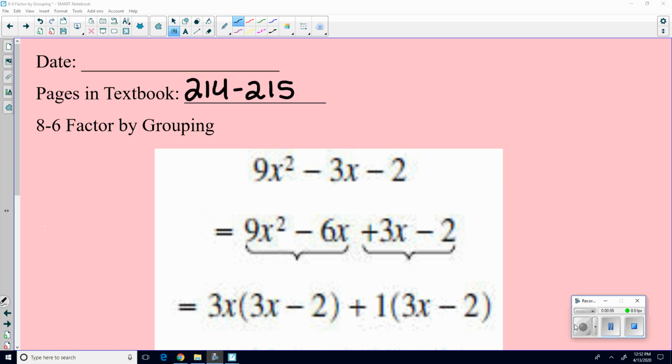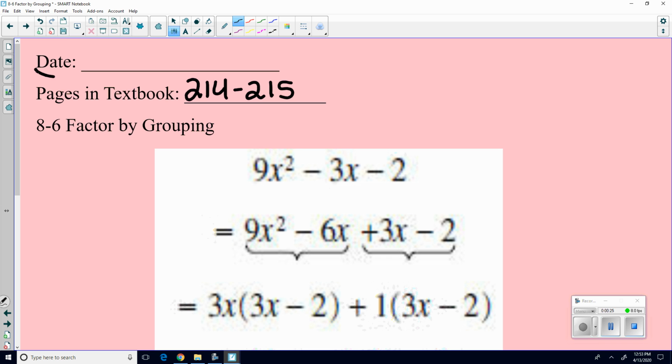Everybody, this is your lesson for 8-6, factor by grouping. You've actually done this before when we factored back on 8-3, and so this actually should be pretty easy for you, I think. So let's look at the smartboard and this presentation and see what it says.